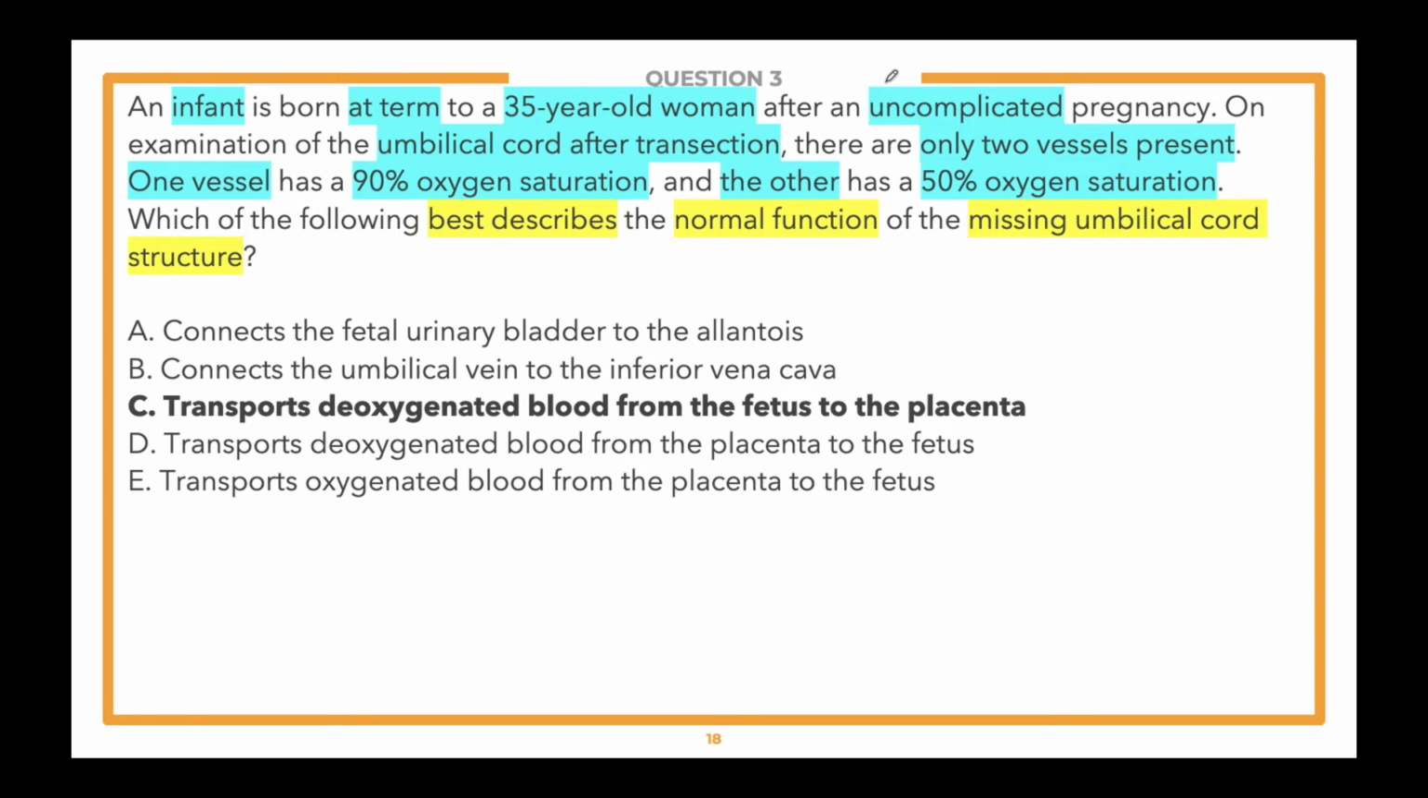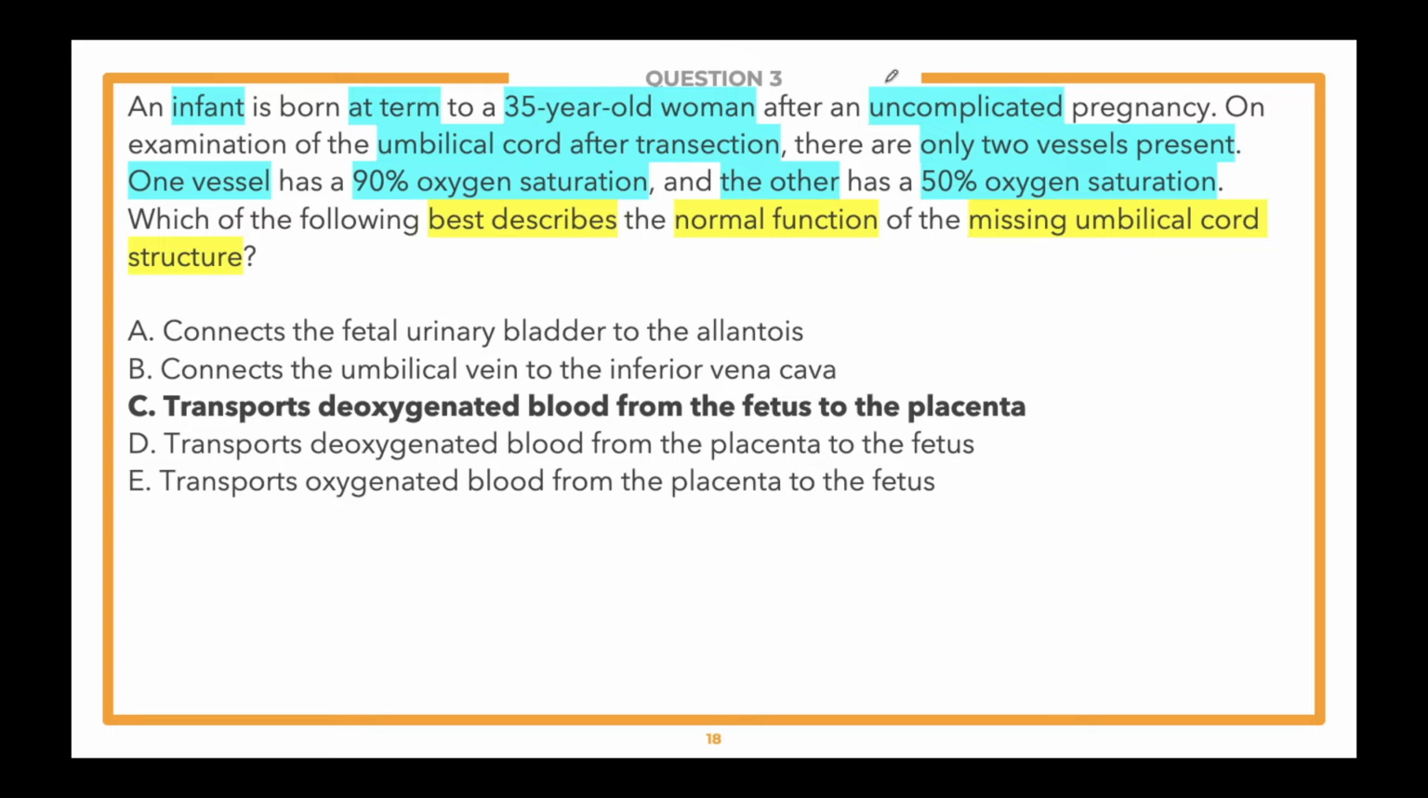Thank you, Sean. Yes, definitely a nice job with this question. So what is going on here? We've got an umbilical cord structure that is missing, okay? The umbilical cord normally contains 3 vessels, okay?